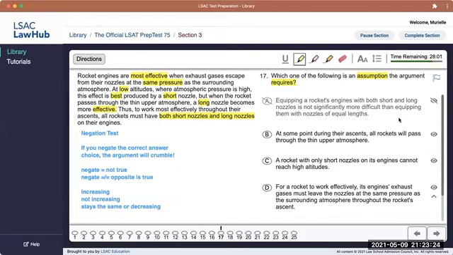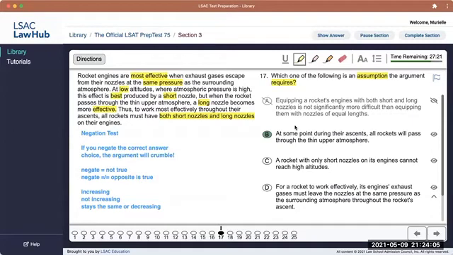B, at some point during their ascents, all rockets will pass through the thin upper atmosphere. This is basically what I was predicting there as something that we're going to need. So if this isn't true, if some rockets don't actually pass through the thin upper atmosphere, then why would all rockets need to have long nozzles? The long nozzle is only necessary to create this most effective scenario when the rocket passes through the thin upper atmosphere. If it doesn't do that, then we don't care.